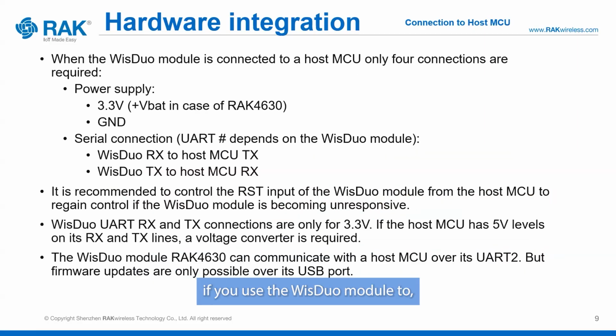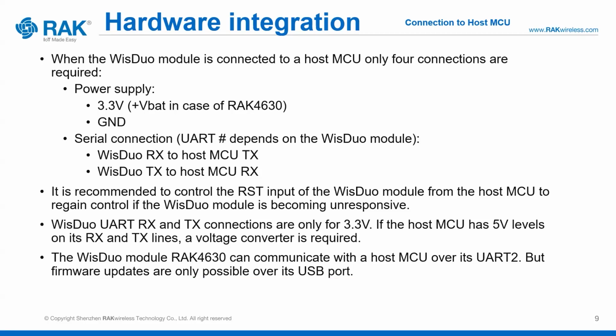If you use the WisDuo module together with a second microcontroller or host microcontroller, basically only 4 connections are required. The power supply, 3.3 volt, ground, and a serial connection, which runs with 115,200 baud. We recommend, beside of these 4 pins, to control the reset of the WisDuo module as well. It is rare, but it can happen that the WisDuo module is becoming unresponsive. If the host microcontroller can control the reset, it can regain control over the WisDuo module.